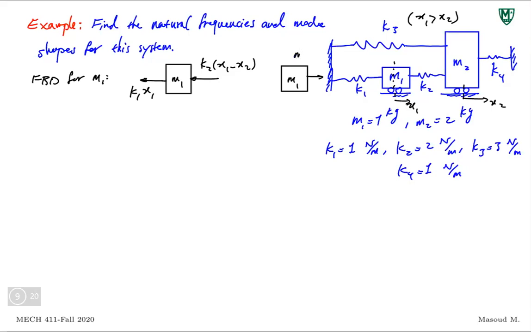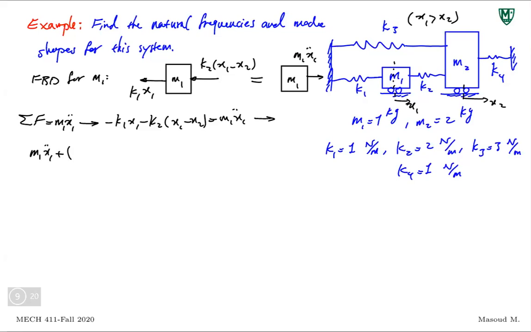And this is the direction. So M1 X1 double dot. Write the equation: summation of forces is M1 X1 double dot. We get minus K1 X1 minus K2 times X1 minus X2 is equal to M1 X1 double dot. I'm going to move things around. M1 X1 double dot.